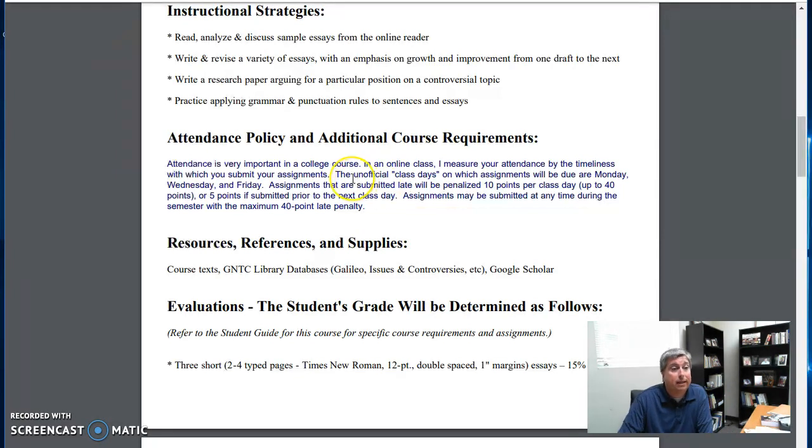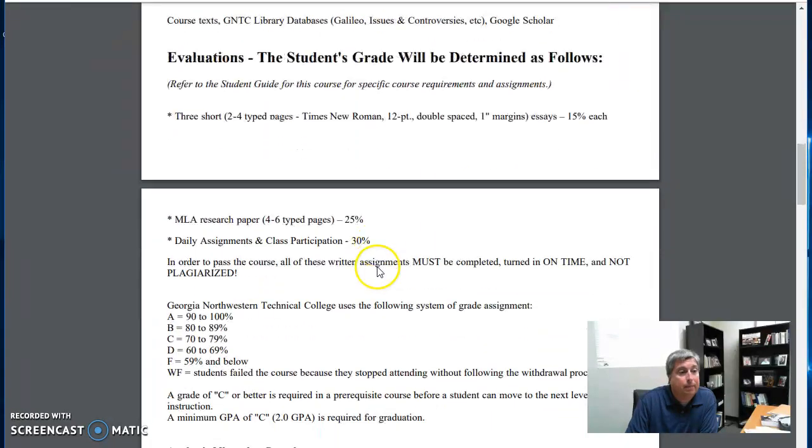And of course, if it's due on Monday and you turn it in on Tuesday, before the next class day, that's just a 5-point penalty. That's not much at all. And then here's how we break down the grades this semester. Each of the first 3 essays is 15%. That's 2 to 4 typed pages.